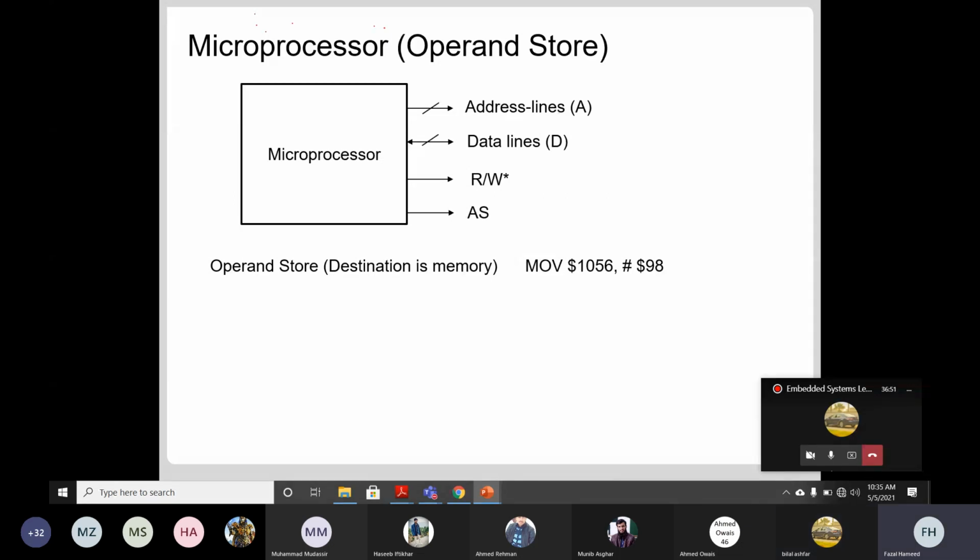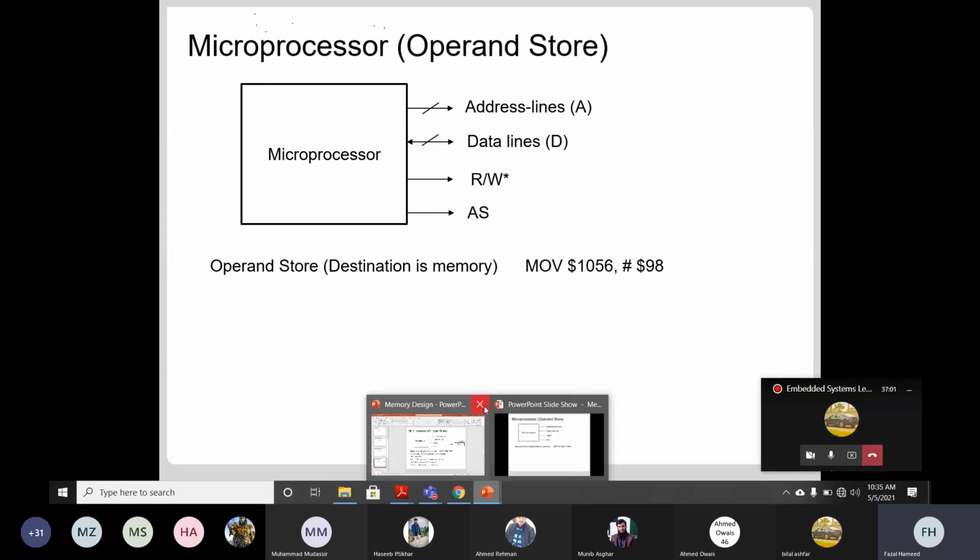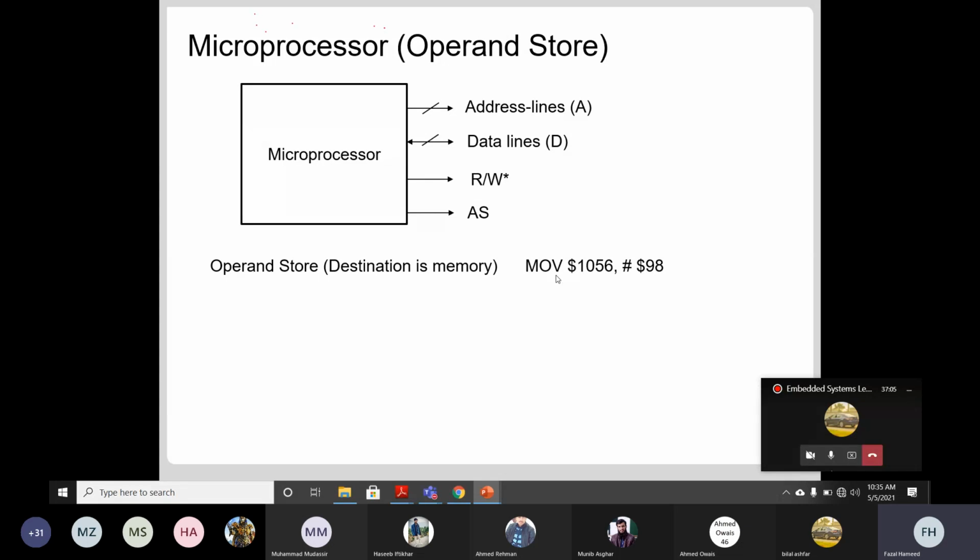Which addressing mode is this? Direct addressing mode. Where is the location? In memory. Okay, so in this operand we are storing the operand in memory. So the destination is memory.